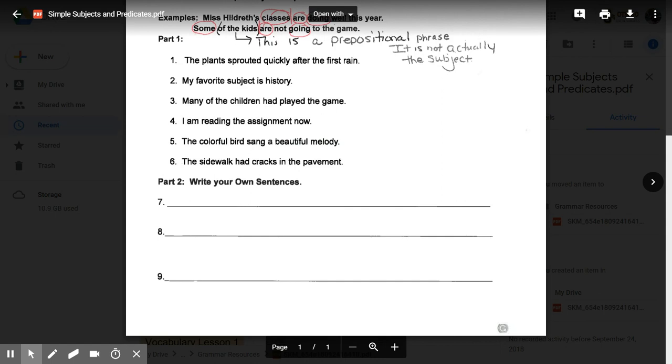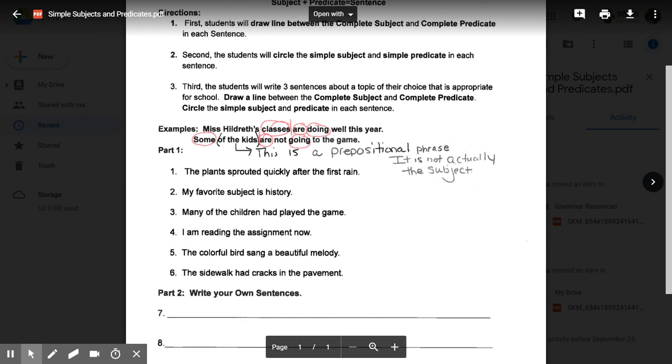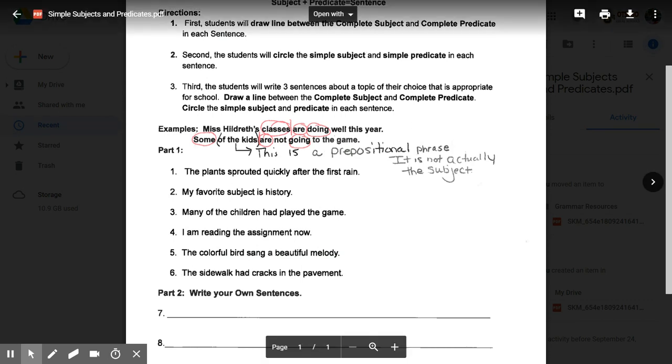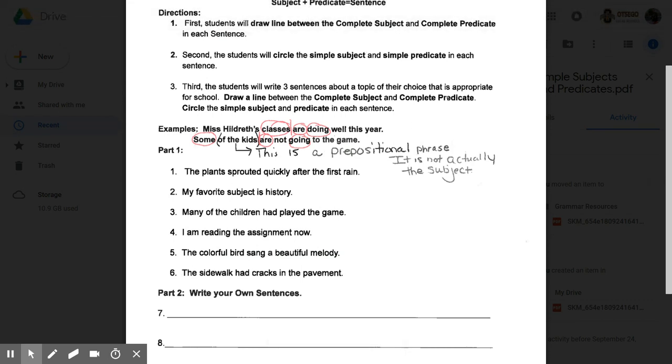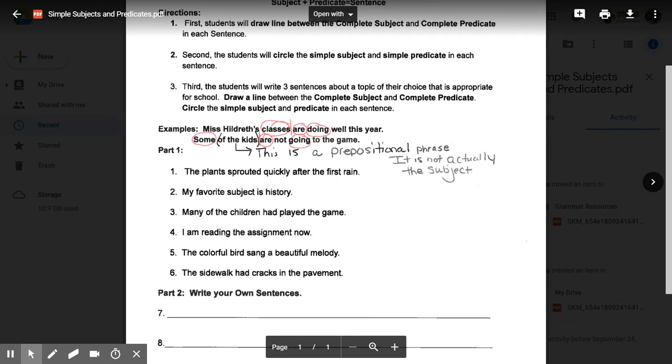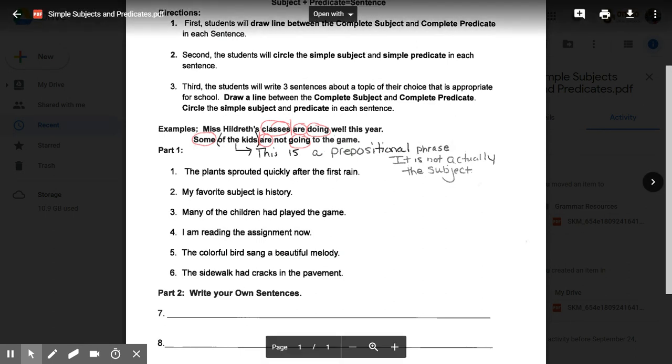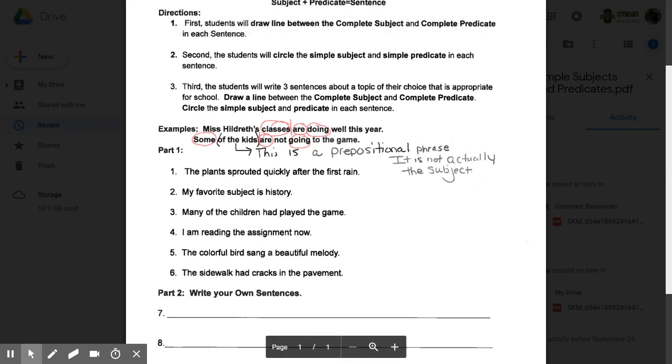Then you're going to scroll down or you're going to look down on your paper and it says write your own sentences. This is part 2. So you're going to complete direction 3. Third, the students will write 3 sentences about a topic of their choice that is appropriate for school. Draw a line between the complete subject and complete predicate. Circle your simple subject and the predicate in each sentence. So you're doing what you did up here. You're identifying here. Now you're going to apply it and write your own sentences down here.